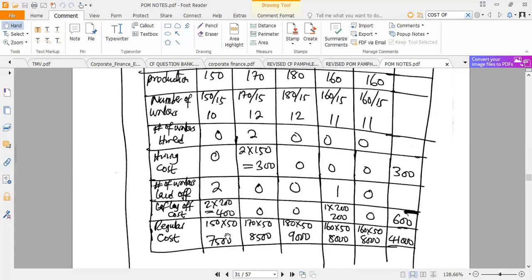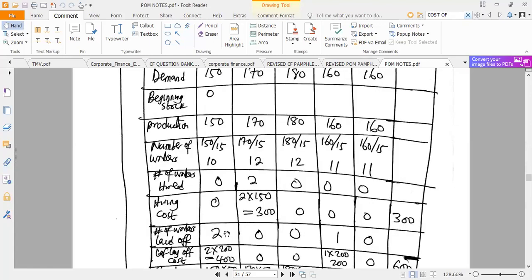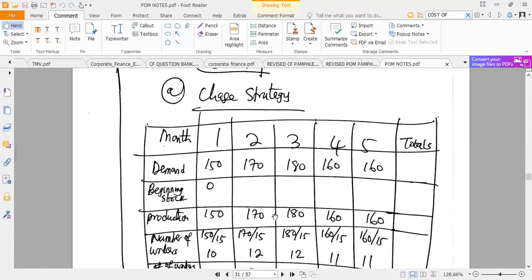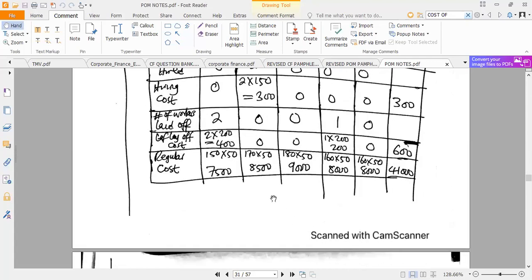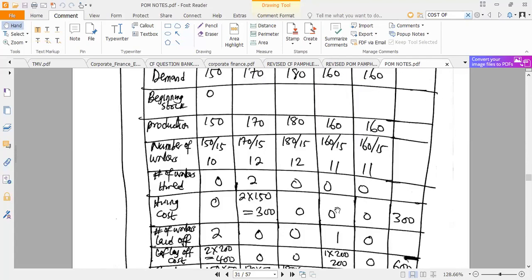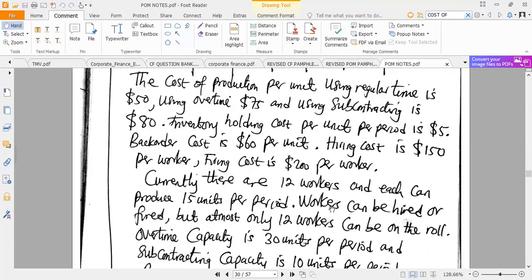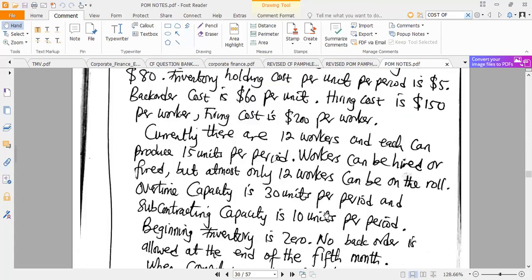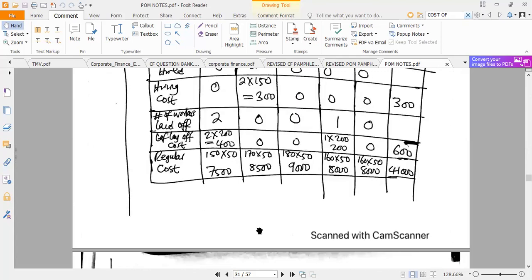Right about now, we get into the regular production cost, where we produce these units: 150 units, 170 units, 180 units, 160 and 160. From the question, we have been given a regular production cost of $50. So we multiply the $50 by the 150 production, which is 7,500. The 170 by 50 is 8,500. 180 by 50 is 9,000. 160 by 50 is 8,000, and 160 by 50 is 8,000. We get a total regular cost of 41,000.